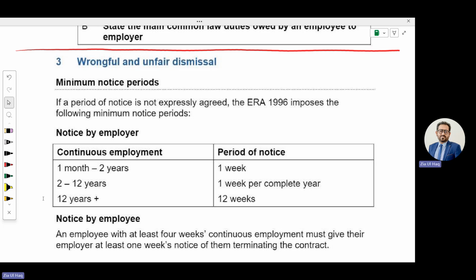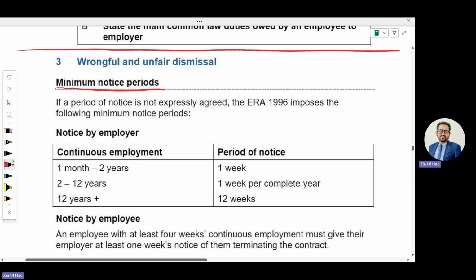And if the court finds that his dismissal was unfair, the employer needs to pay the damages, or the employer might have to re-employ the employee in their original position. So in case of dismissal, what is the minimum notice period required? If an employer wants to dismiss the employee, what is the minimum notice period required?